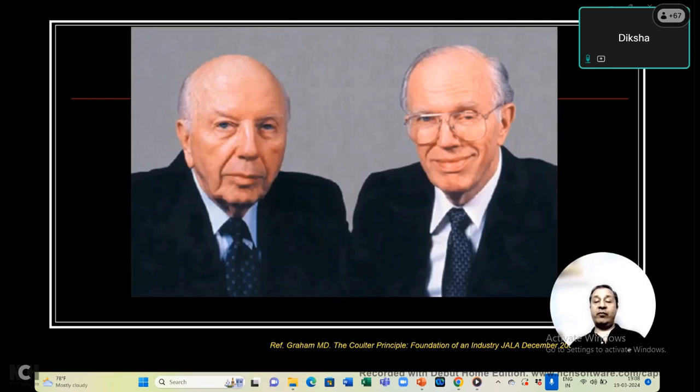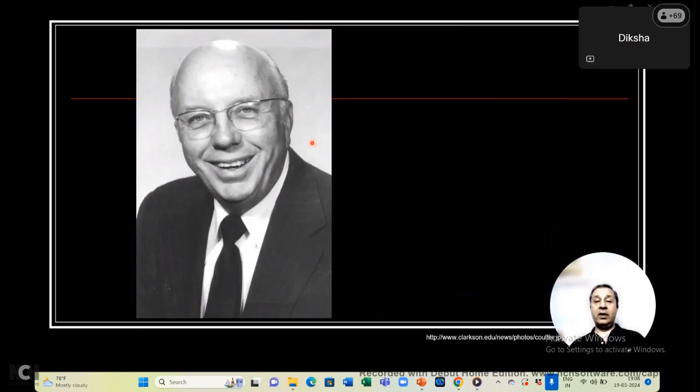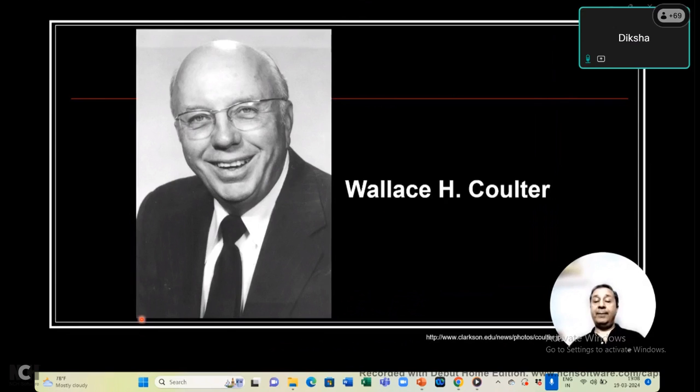And this is a more familiar picture of the Coulter brothers, which came out much later compared to what we had seen in the past. And of course, this is the picture of Sir Wallace Coulter, which is what we are most familiar with. In fact, there is a big award in Wallace Coulter's name, which is given every year by the International Society of Laboratory Hematology. The contribution of this man was immense with respect to hematology cell analysis.